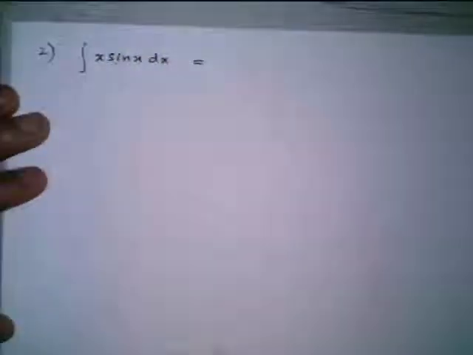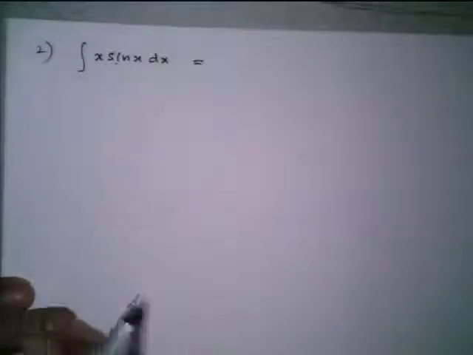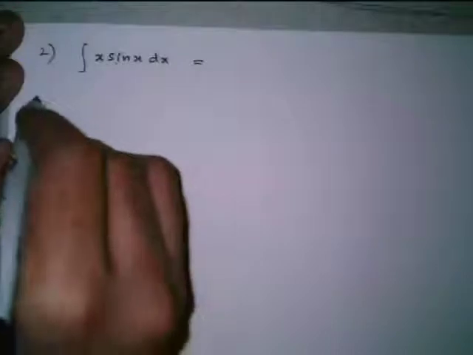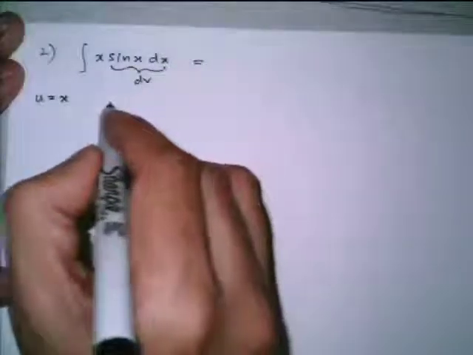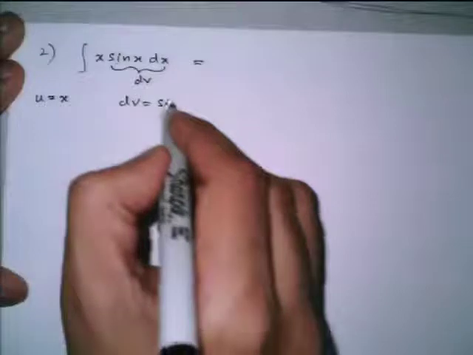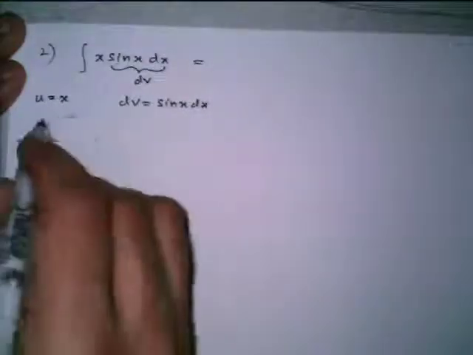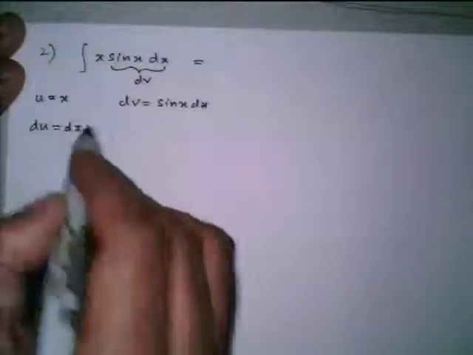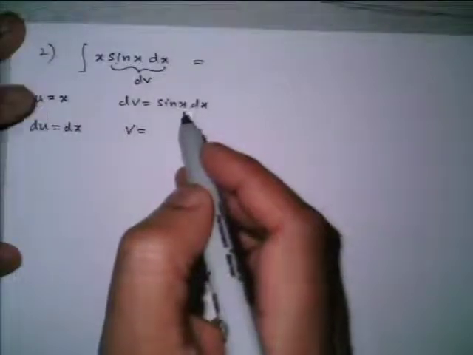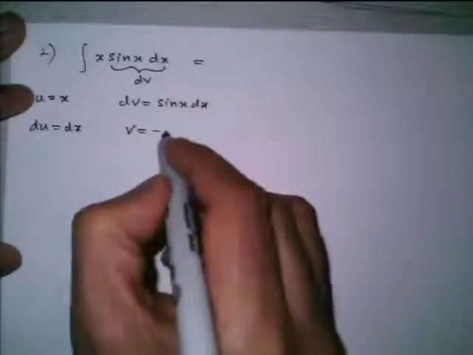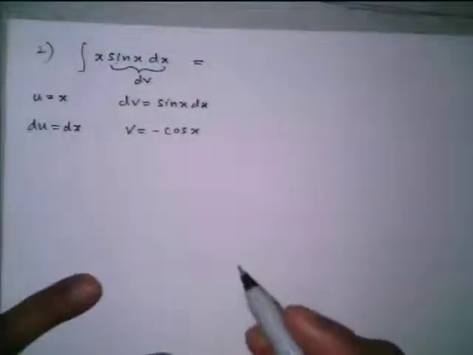So how about this one? This is example number 2. The integral of x sin x dx. What is u? Very good. The rest of the part you're going to pick for dv. So dv equal sin x dx. First one you take the derivative, so you get du equal dx. Next one you take the integral, so you get v equal, what's the integral of sin x? Negative cosine x. Very good. We have all four terms.